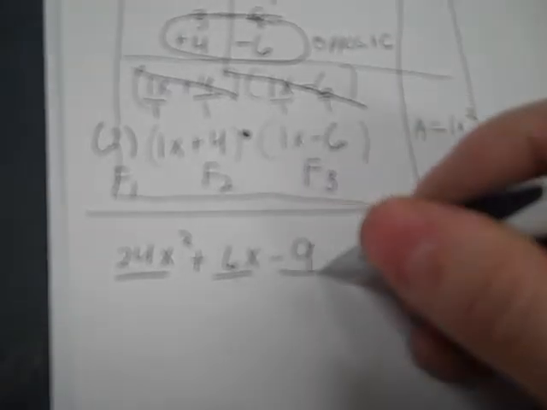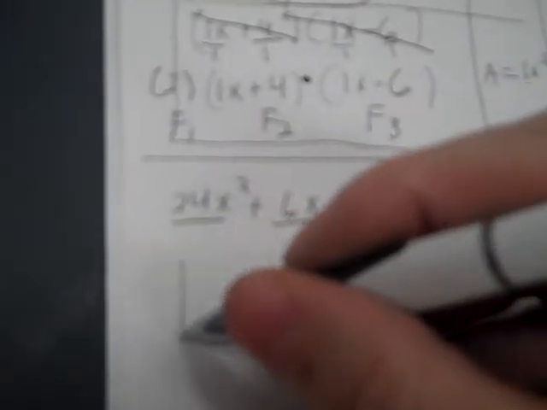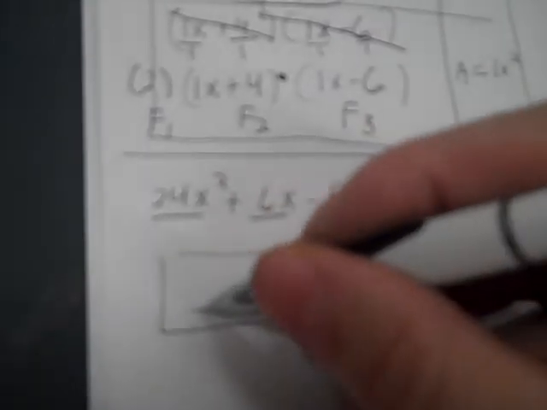Okay, next problem. How many terms do I have? I have 3. Okay. So GCF is the first box I make, and then I make my T box.